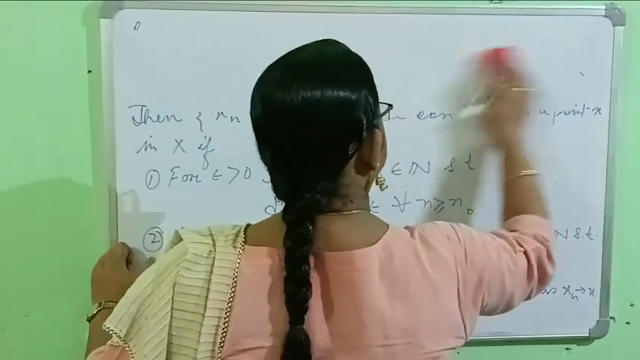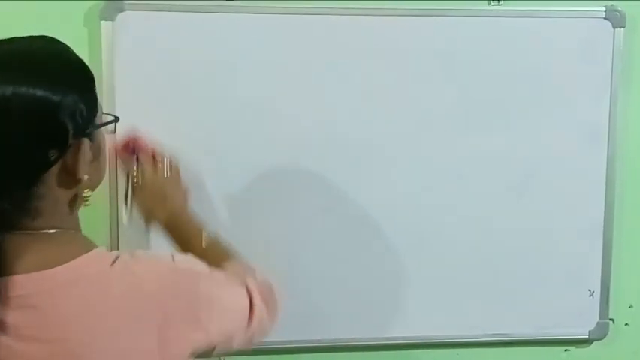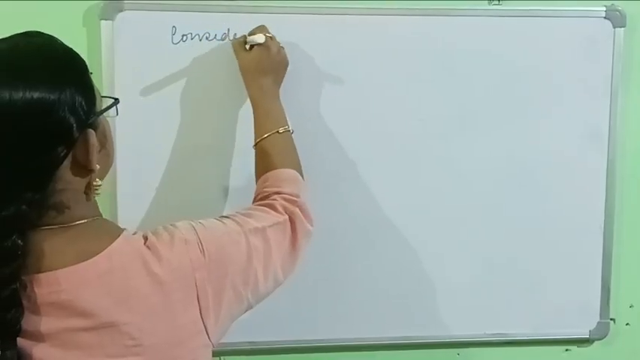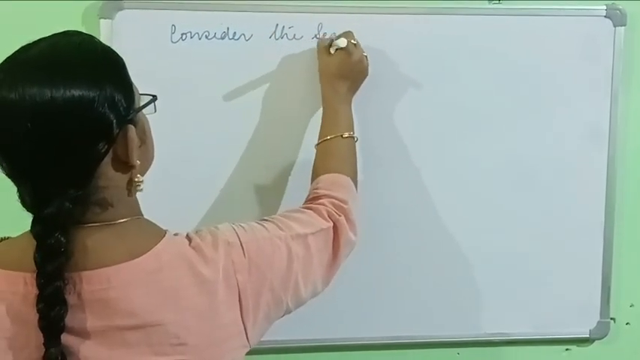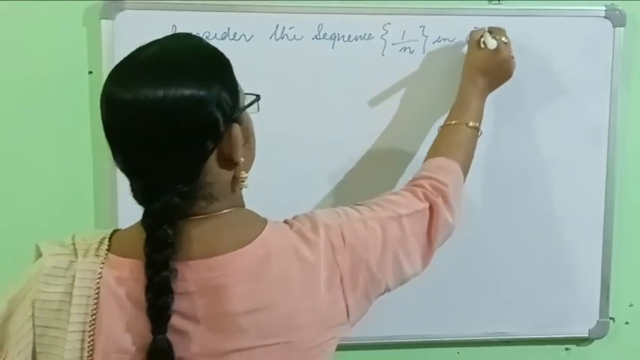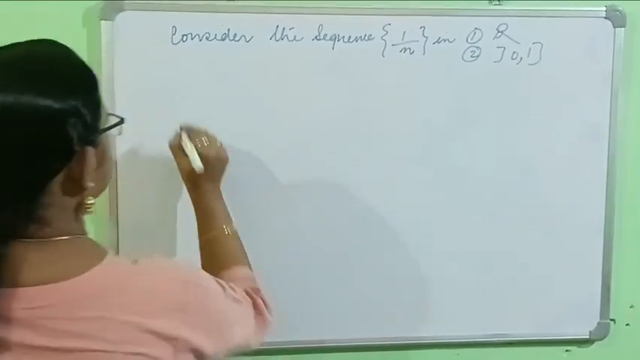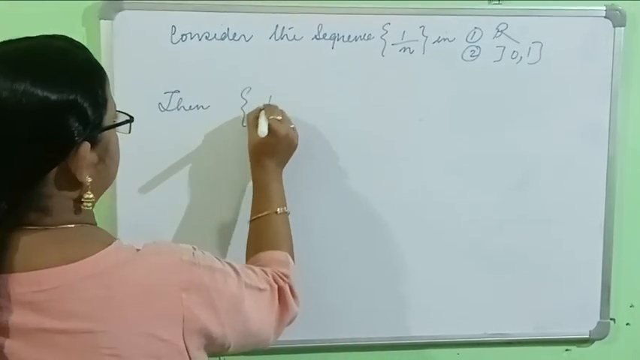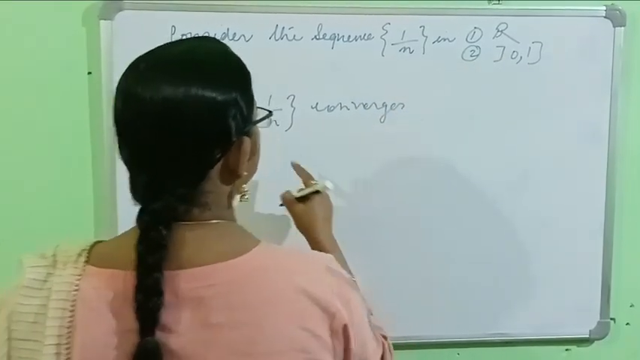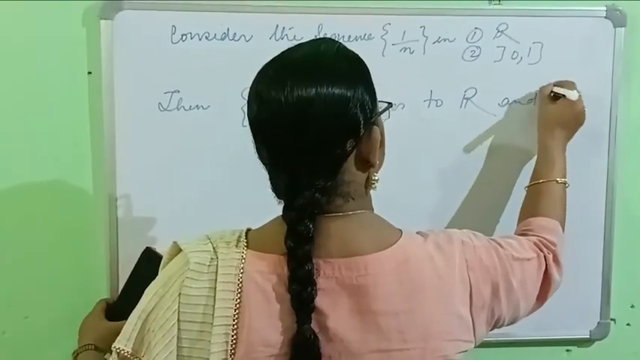Next, consider the sequence 1 by n in the metric space R and in the metric space (0, 1]. Then 1 by n converges in R. This sequence converges to 0, and 0 is an element of R. So 1 by n converges in R and 0 is its limit.